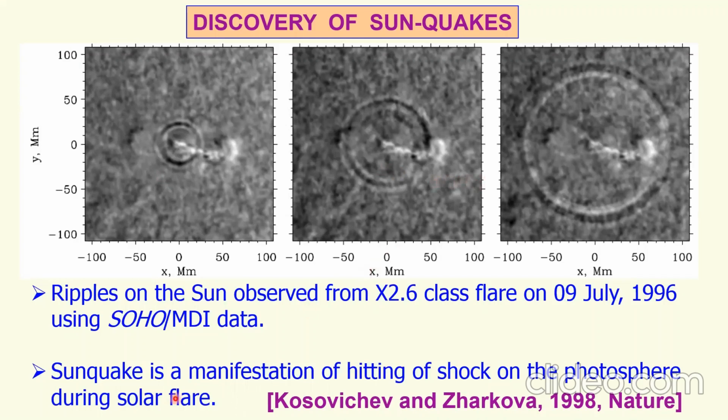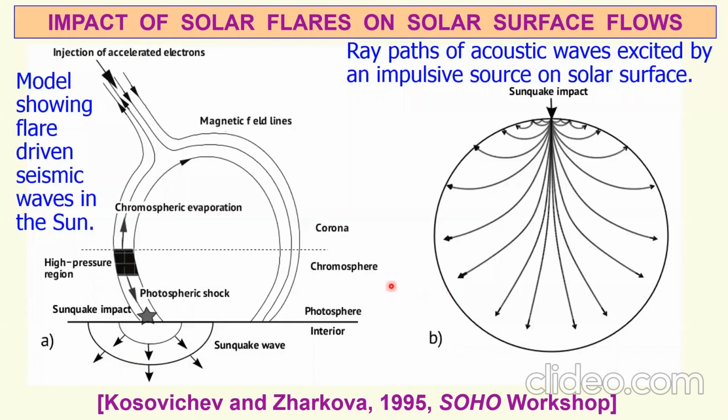And they proposed that a sun-quake is a manifestation of the hitting of a shock on the photosphere during a solar flare. So they have given a model in which they say that the energy which is there in the solar flare creates a shock on the photosphere, and because of the shock, one can see these ripples in the sun, in a similar way as it is there in the earthquake. So these are the models showing the impact of solar flares on solar surface flows. This model is showing the flare-driven seismic waves in the sun.